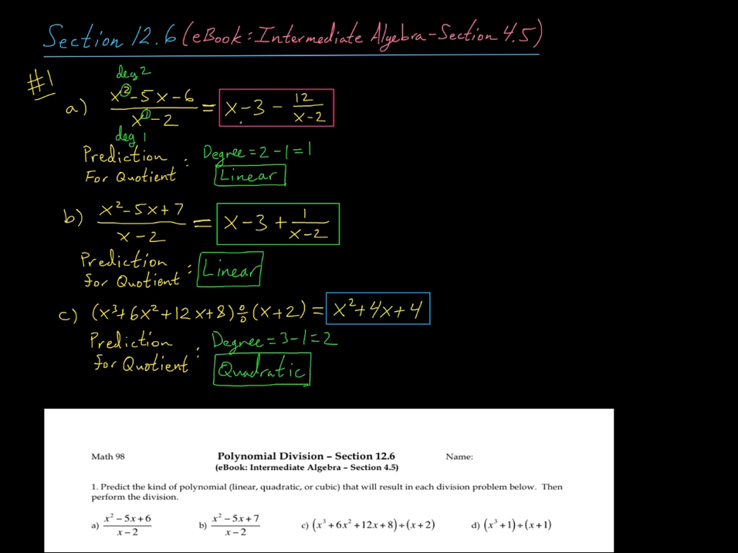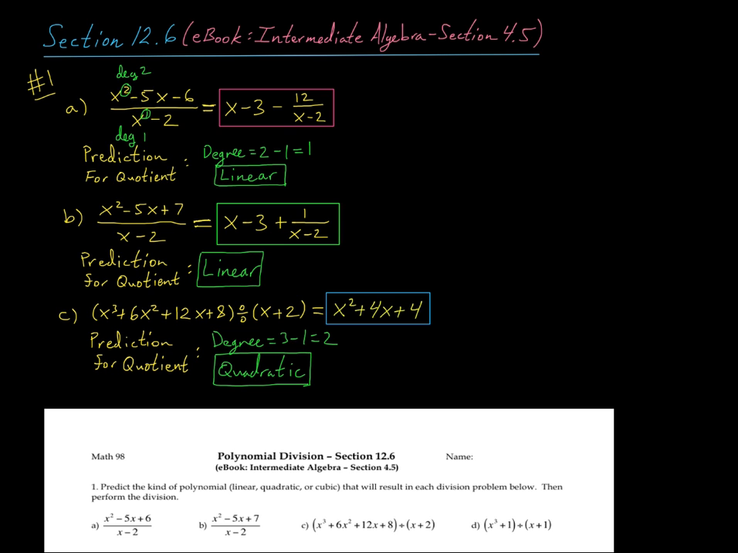And as we can see for A, yes, we have a linear quotient. It's x minus 3, that's degree 1. And our remainder here is minus 12. And notice I put the minus in front of this fraction, so it's minus the fraction 12 over x minus 2. Okay. For B, again, it's a linear quotient, x minus 3. And my remainder there is 1, so it's plus 1 over that divisor of x minus 2. And then in C, we have a quadratic quotient, x squared plus 4x plus 4. And here, the remainder actually winds up being 0. Okay, so this, in fact, is it.